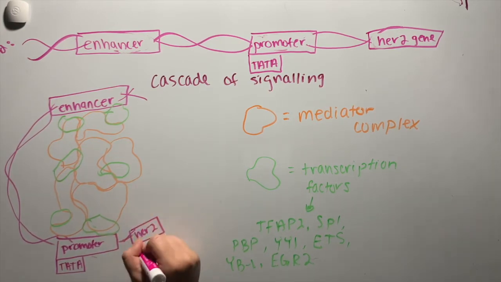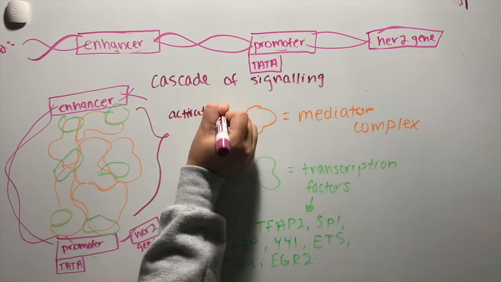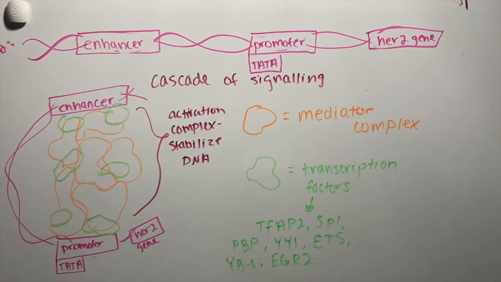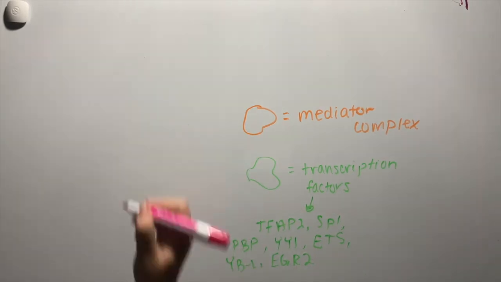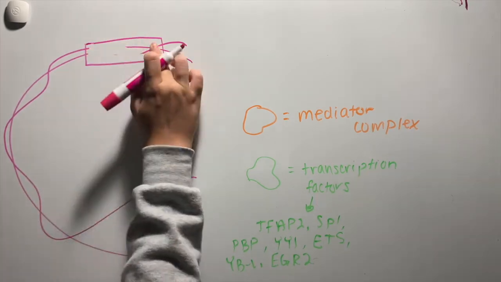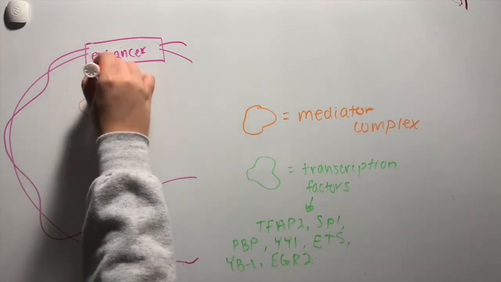This is one of the key components that transcription factors do, is stabilize the DNA for the RNA polymerase to come in. Essentially, they enable the RNA polymerase to do its job. By doing this, they create an enhanced area where you'll see a stronger expression of this HER2 gene. Without these transcription factor binding sites, low levels will be seen.